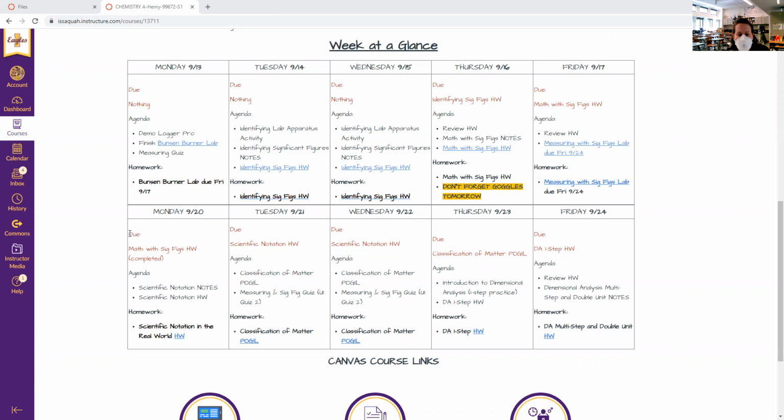Then you'll see everything when there is a due date. You'll see what's due for the day, what the agenda is for the day, and what the homework is, with links to any homeworks or any other important documents. So that's the week at a glance, which is a great way to get a feel for what's going on.